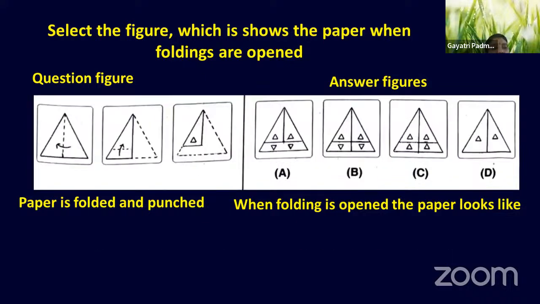All right, see the next question. Here we have a triangle that is folded in a vertical way, and then again it is refolded. In the third figure, a small punching in the shape of a triangle is done. When this folding is open, the paper looks like dash. Is it option A, option B, option C, or option D?